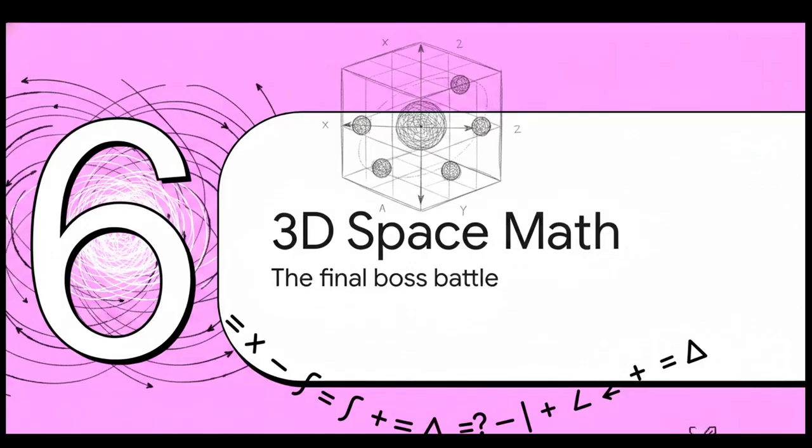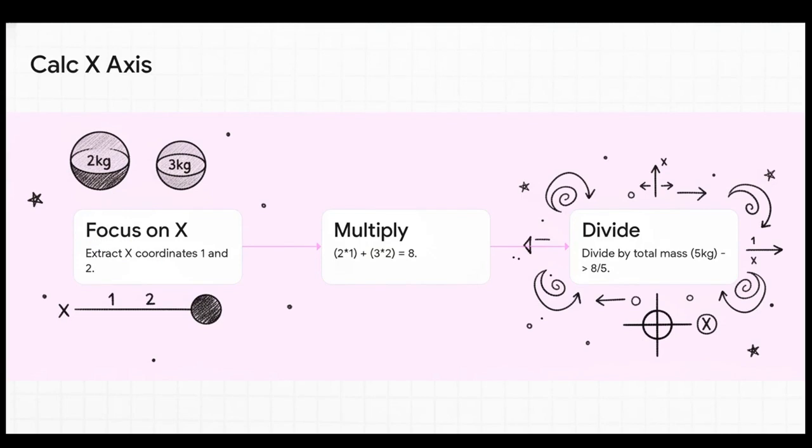And finally, section 6, calculating in 3D space. The final boss battle. To conquer a full 3D system, we just take it one axis at a time. First, we isolate the x-axis entirely. Take our 2 kilo and 3 kilo masses and multiply them strictly by their x-coordinates. So 2 times 1 plus 3 times 2, that gives us 8. Then just divide by the total mass, which is 5 kilos, to cleanly get an x-coordinate of 8 over 5.